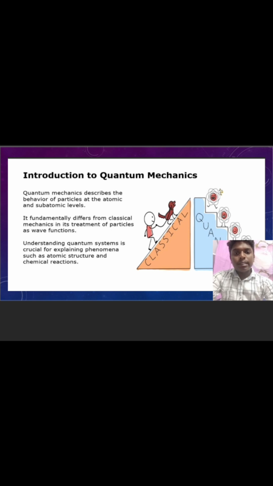Quantum mechanics describes the behavior of particles at the atomic and subatomic levels. It fundamentally differs from classical mechanics in its treatment of particles as wave functions. Understanding quantum systems is crucial for explaining phenomena such as atomic structure and chemical reactions.